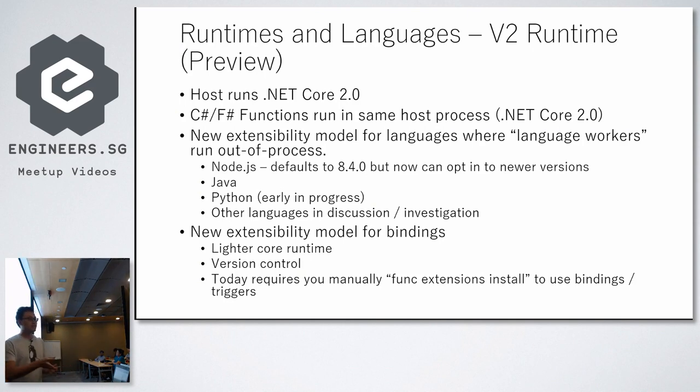And you actually have this thing called the function extension install. The function extension install allows us to install things like the bindings for, for example, Cosmos DB, Twilio, etc., and that allows you to interact with the extensions themselves as a DLL library.